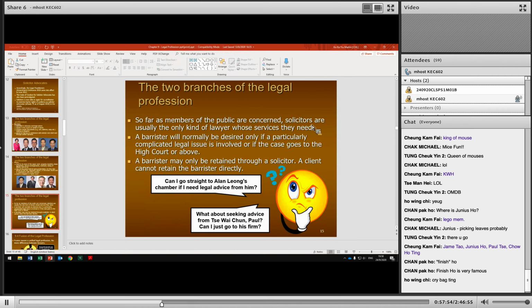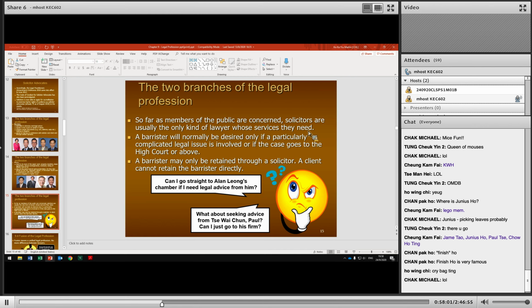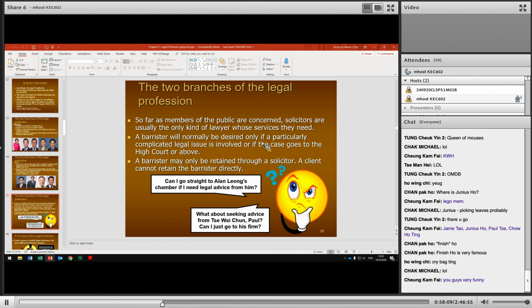So far as members of the public are concerned, solicitors are usually the only kind of lawyer whose services they need. Usually when they have a legal problem, they will approach the solicitor first. A barrister will normally be retained only if a particularly complicated legal issue is involved, or if the case goes to the High Court or above. A barrister may only be retained via a solicitor. So it means that the client cannot approach the barrister directly. He has to go through a solicitor.